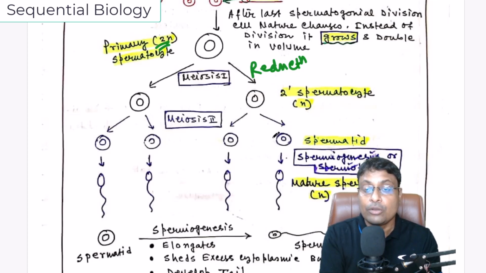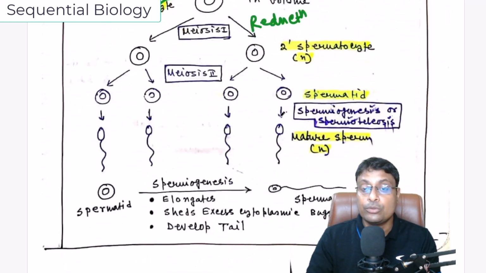This causes the formation of spermatids, and a spermatid is a rounded cell. Then huge changes occur in this spermatid, and it will be changed into a tadpole-like spermatozoa. The process by which the spermatid is changed into the mature sperm is known as spermiogenesis.